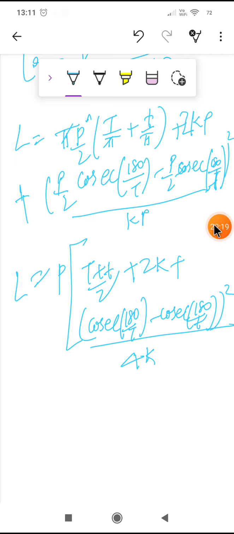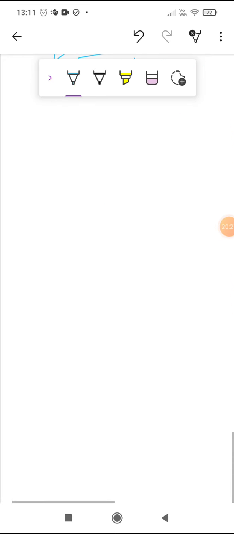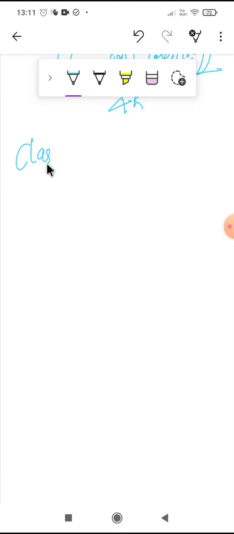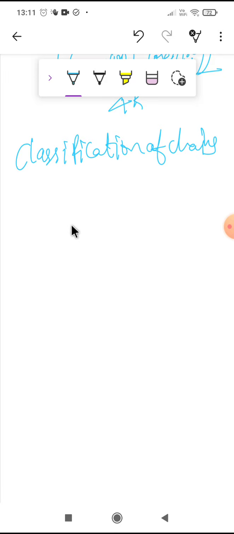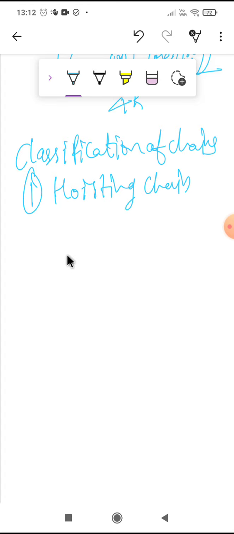Now the next topic is classification of chains. So how are chains classified? Chains are classified based on various terms. We will see a few chains. First is the hoisting chain. Hoisting chain includes an oval link and stud link chains.